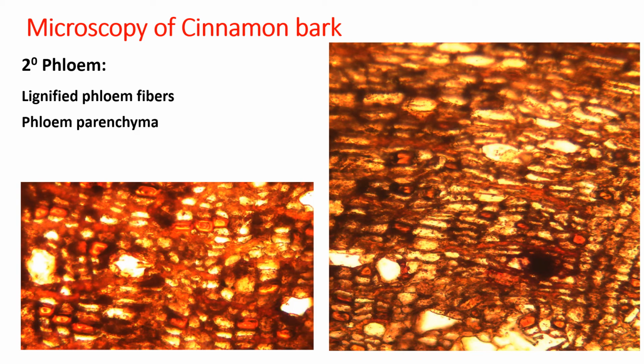Next is phloem parenchyma. The function of any parenchyma in the plant is storage, storage, storage. That means it is going to store whatever the phloem is conducting. Now in this case, phloem is conducting food material. So the job of these phloem parenchyma is to store food material in the form of starch.